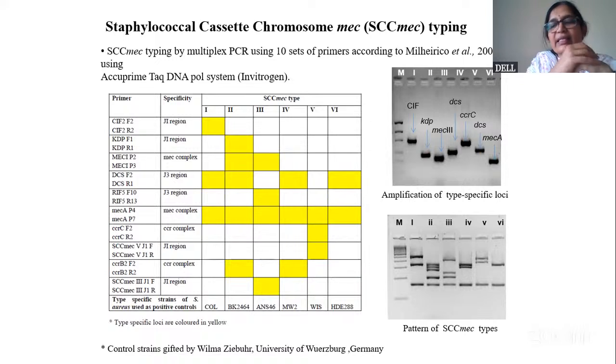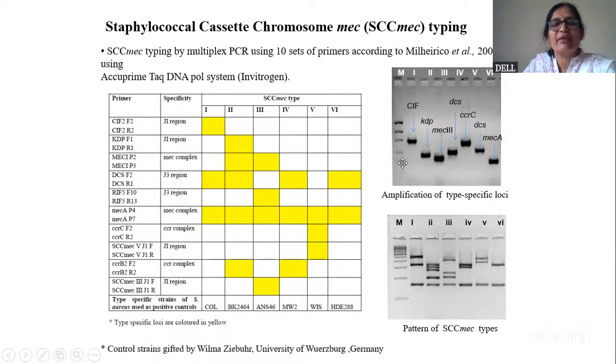Here is an example where we use multiplex PCR. The class 1 should give 3 bands with the different kinds of multiplex PCR which have been designed, with primers designed for the ccr region as well as the mec region. And the type 2 should give 5 bands. Here you can see the pattern of SCCmec types in this particular diagram. I'll just move on to the next one.